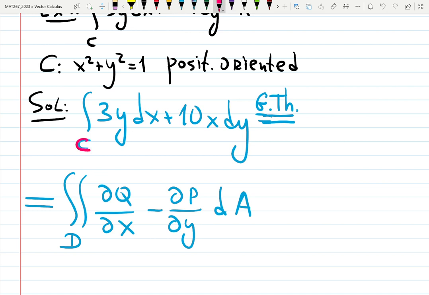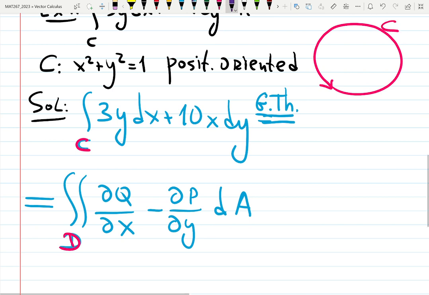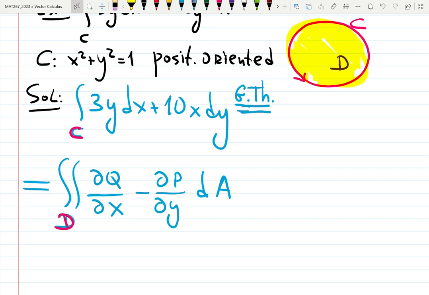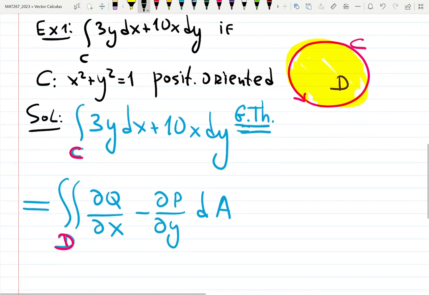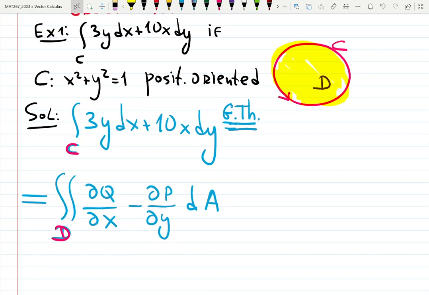First of all, we switch from C to D. Very cool idea. C is a circle. Instead of going around a circle, we're going to switch to D, and D is everything inside. From a single integral on top of the curve, we're switching to a double integral on top of the area. Now, where is my Q and where is my P?